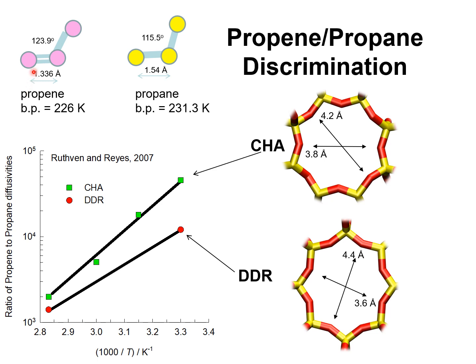Due to subtle differences in the bond angles and bond lengths between propene and propane, the ratio of diffusivity of propene to propane is a few orders of magnitude high, as reported in this paper by Ruthven and Reyes. And therefore, due to the high ratio of diffusivities, it is possible to construct a kinetic separation scheme for propene-propane separations.